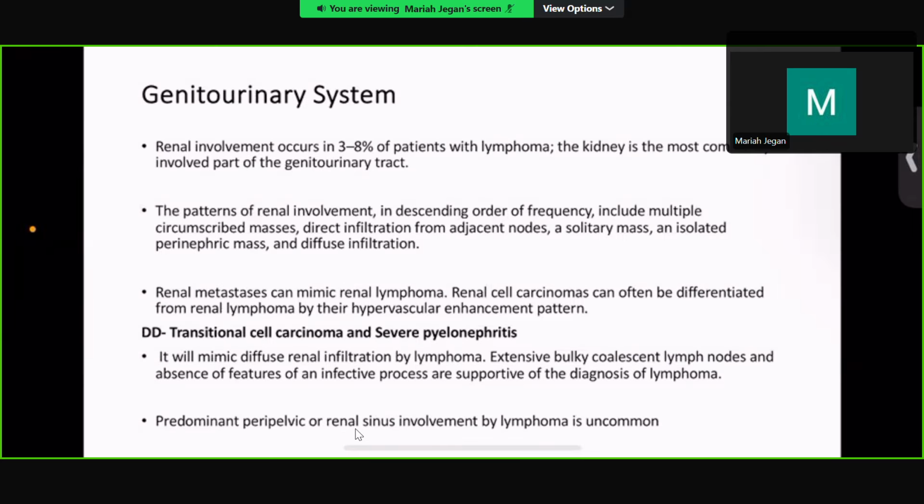Genitourinary system. Renal involvement occurs in 3 to 8% of patients with lymphoma. The kidney is the most commonly involved part of the genitourinary tract. The patterns of renal involvement in descending order of frequency include multiple circumscribed masses, direct infiltration from adjacent nodes, a solitary mass, and isolated perinephric mass. Differentials are transitional cell carcinoma and severe pyelonephritis, which can mimic diffuse renal infiltration by lymphoma. Extensive bulky coalescent lymph nodes and absence of features of an infective process support the diagnosis of lymphoma.